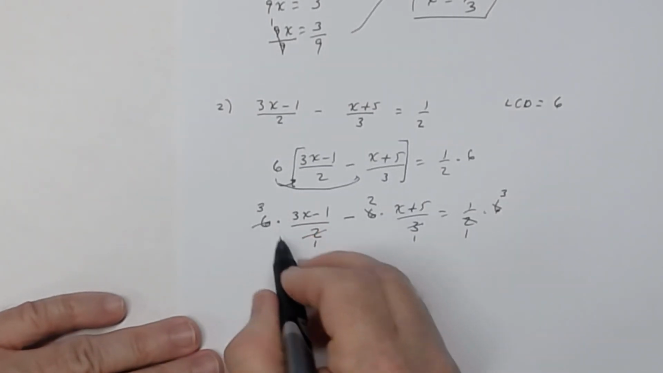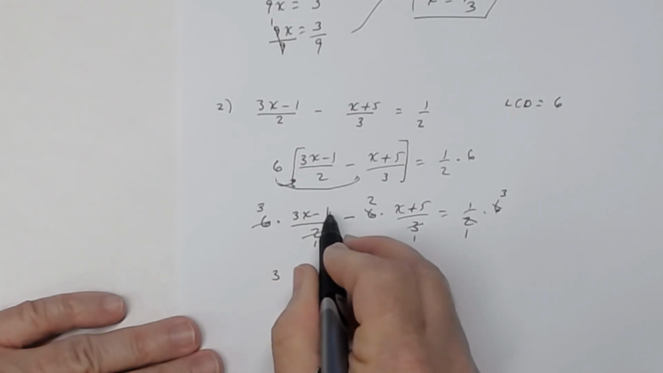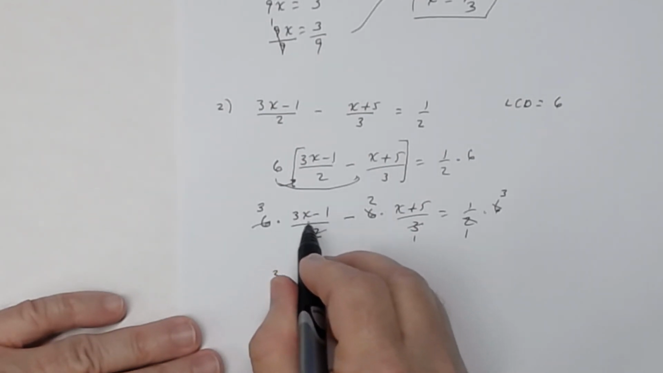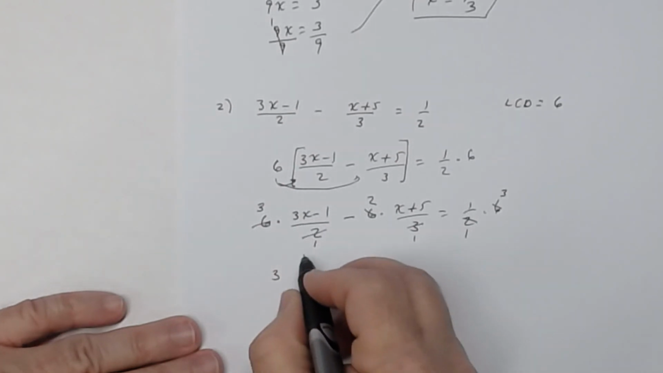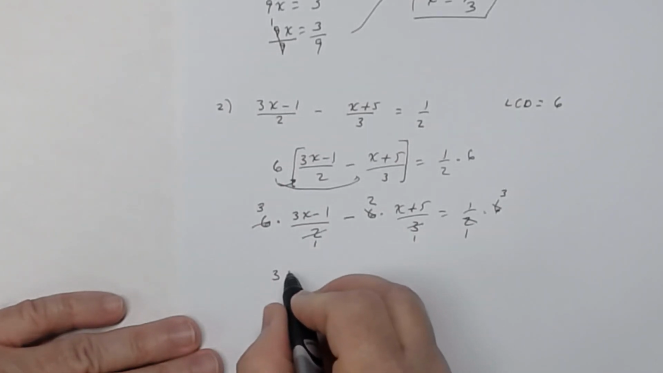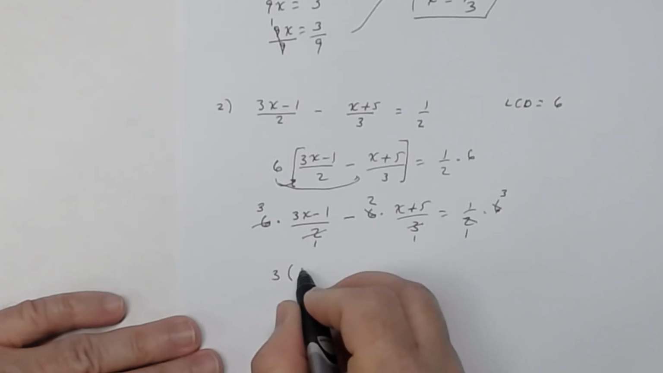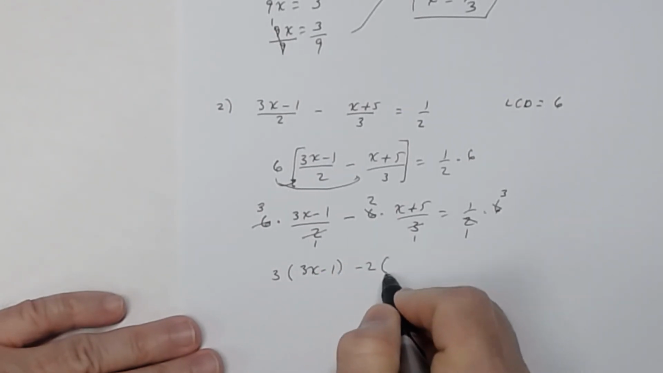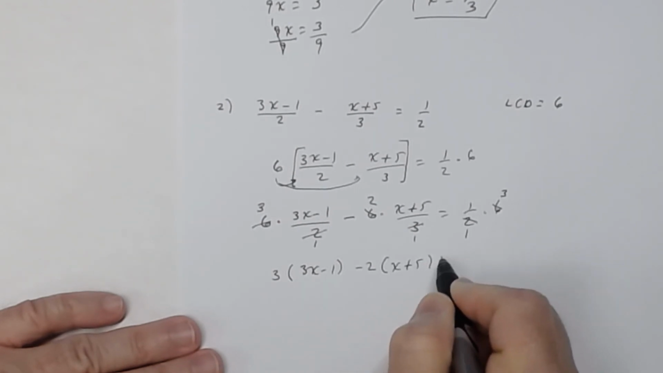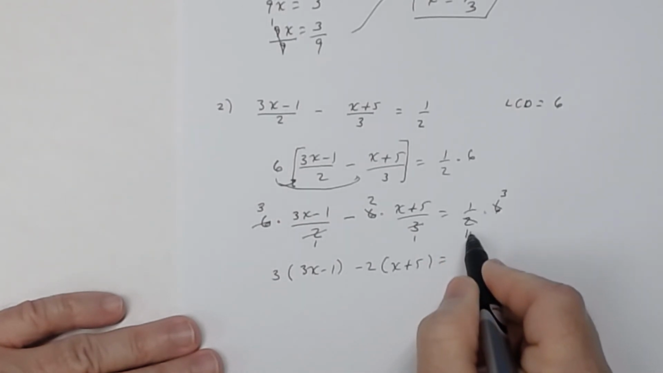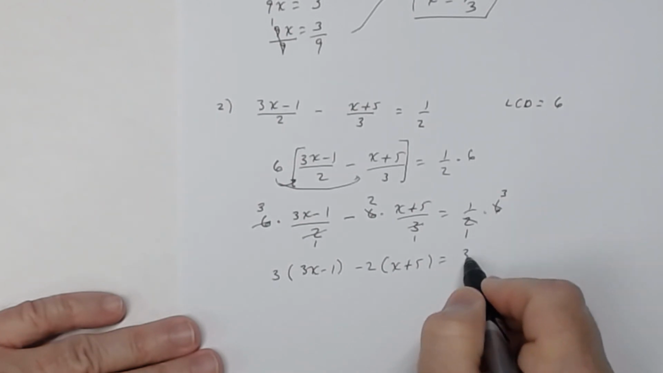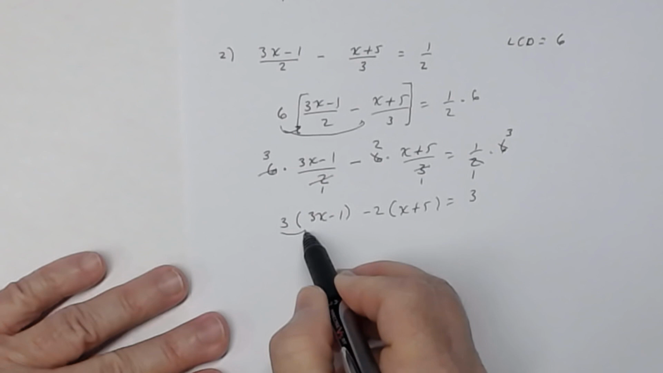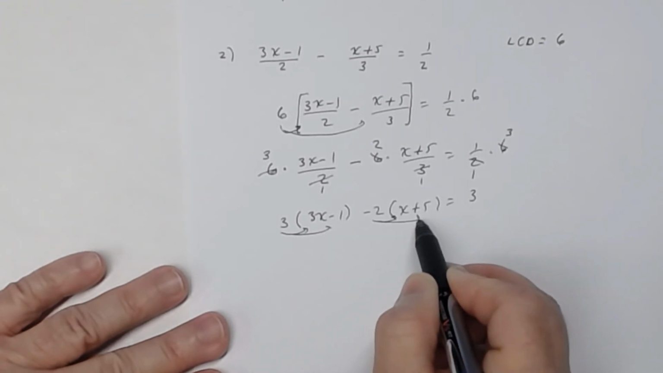So this becomes 3. Now you need to put this in parentheses because this 3 is going to be multiplied by each of these terms here, or each of those terms will be multiplied by 3. So do this. You have to say 3 times 3x minus 1 minus 2 times x plus 5 equals, and then 1 divided by 1 is 1, times 3 is 3. And so now this kind of looks like number 1. And so we can use the distributive property again in both situations.